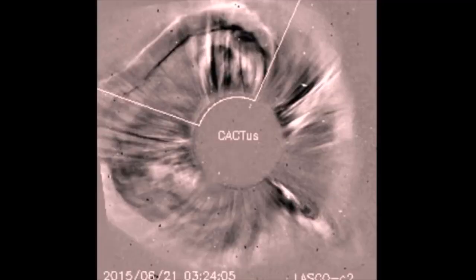You might also remember that a number of these coronal mass ejections were fired directly at Earth. What you're looking at here is a coronagraph image, and the reason we have a circle in the center appearing to block things is because if we didn't, the sun's glare would completely wash out the image.